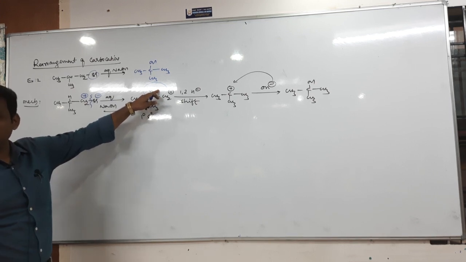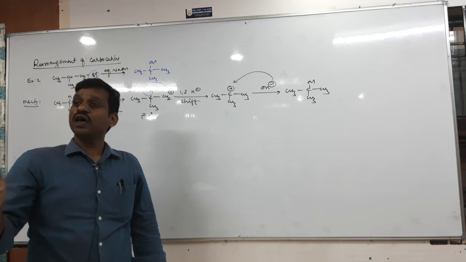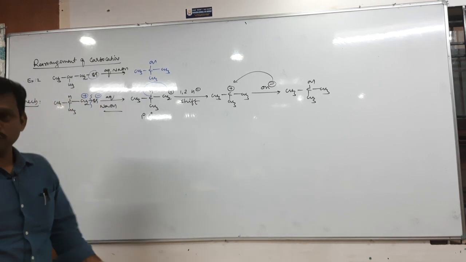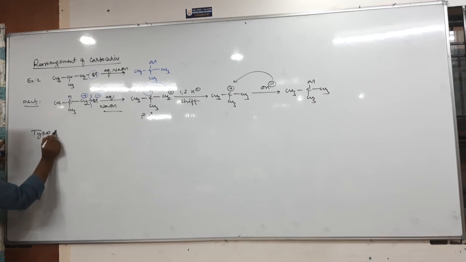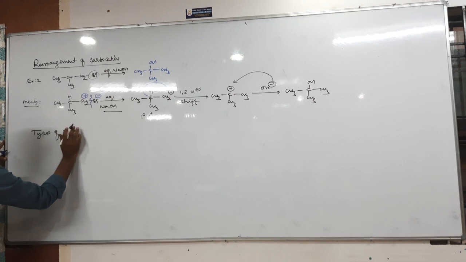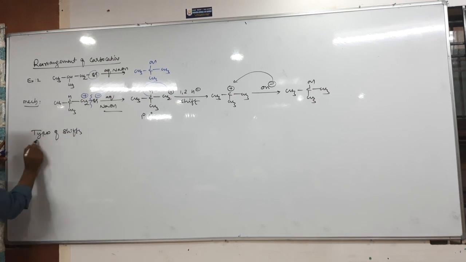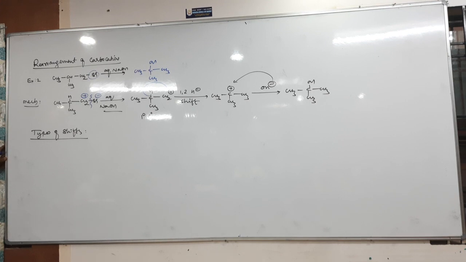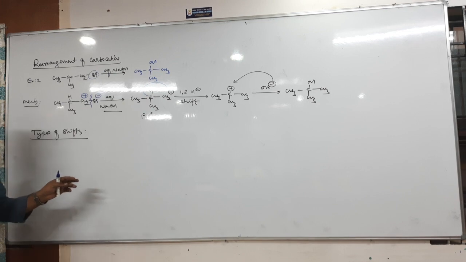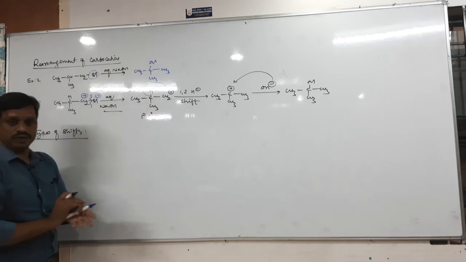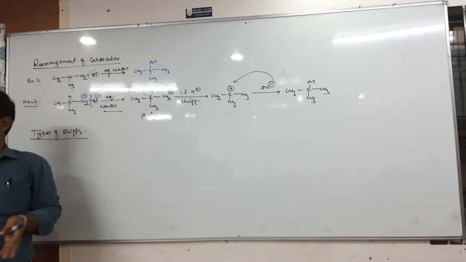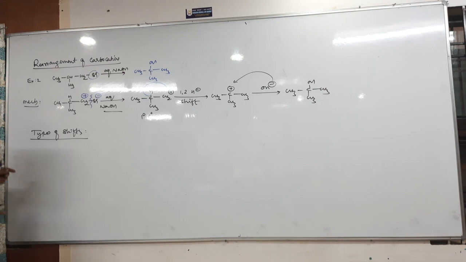There may be a shifting of hydride, there may be a shifting of alkyl group, even shifting of aryl group also. Therefore we have types of shift. What are the types of shift? Tell me. No, this reaction does not take place in a single step. This is one step, it is another step. 2 steps I have written in a single equation. So this reaction takes place in 2 steps. Okay. Next, types of shift.